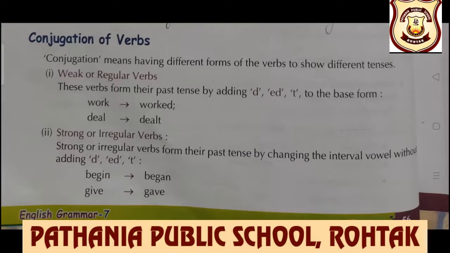They are called strong verbs also, and their formation is quite different. Like begin, began, begun; give, gave, given; forbid, forbade, forbidden; deal, dealt, dealt. In this way, these irregular verbs get changed. But what is the meaning of conjugation? Conjugation means having different forms of the verbs to show different tenses.